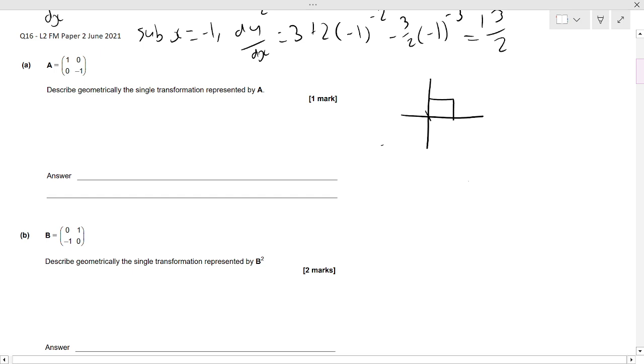So this is going to be obviously 0, 0 here. That's going to be 1, 0. That's going to be 1, 1. That's going to be 0, 1. Okay. And so what this matrix is doing is saying 1, 0, 0, minus 1. Hang on a second.